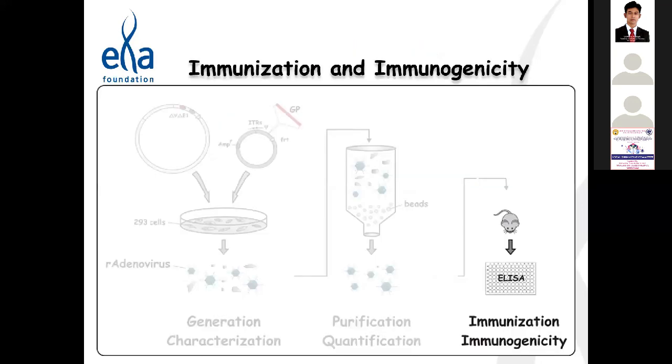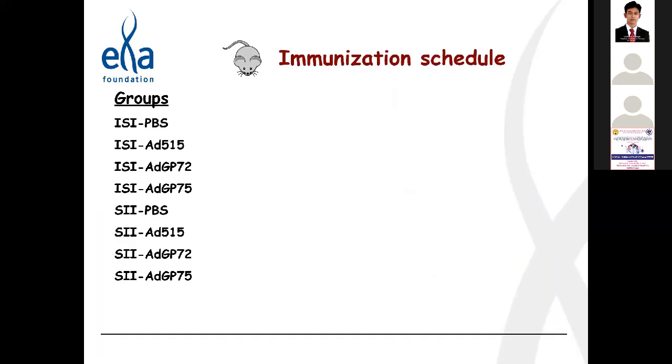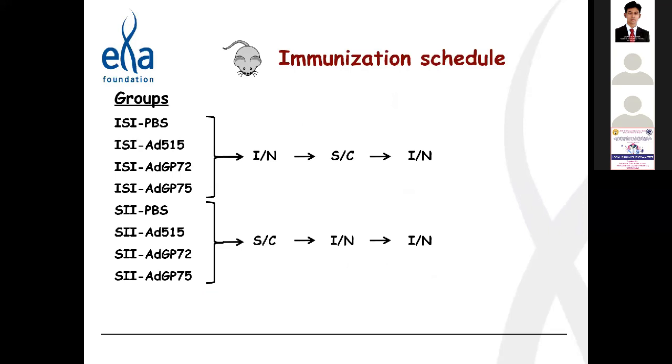So after concentrating this, we then did immunization and looked for the immunogenicity. We had 8 groups, where ISI means intranasal, subcut, and intranasal, just for our convenience, and SII means subcut, intranasal, intranasal. So we had 8 groups. These are the 2 different ways we did the immunization, and again the same things: placebo PBS, phosphate buffered saline, control vector, and the 2 GP expressing vectors.